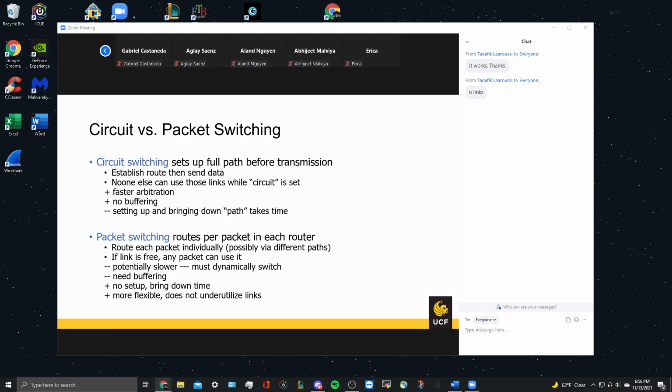And there are two things that you need to be aware of. The first one is circuit switching. The second one is packet switching. Just remember the differences between these. Circuit switching sets up the full path before the transmission. So establish the route, then send the data. This won't require any buffering, because the packet will directly go through the entire path, and there won't be any contention.